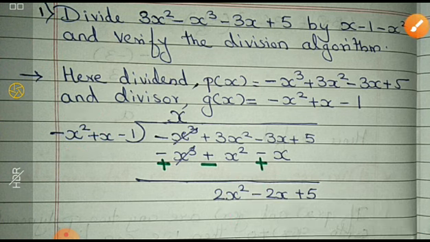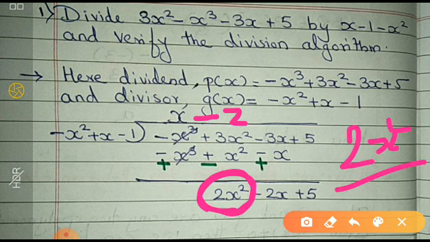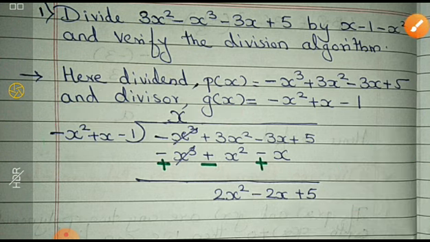Okay, now minus x square into what will I get 2x square? It will be minus 2. Okay, or what you can do is, this here is 2x square. So 2x square divided by minus x square. So x square will get cancelled. What is the remaining? Minus 2. So that minus 2 should be written here.